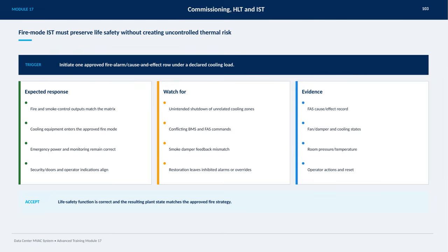We verify effectiveness through records from the fire alarm system, the status of fans, dampers, and cooling units, as well as room pressure and temperature readings, along with operator actions and resets. Ultimately, the test is accepted when the life safety function operates correctly and the plant state matches the approved fire strategy.